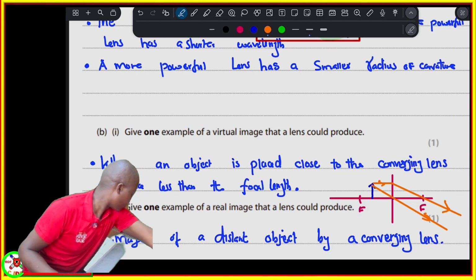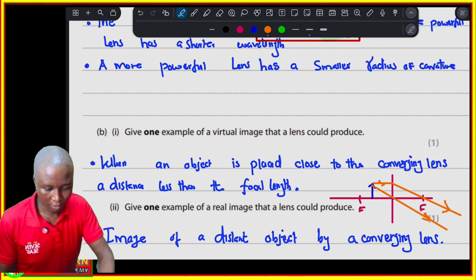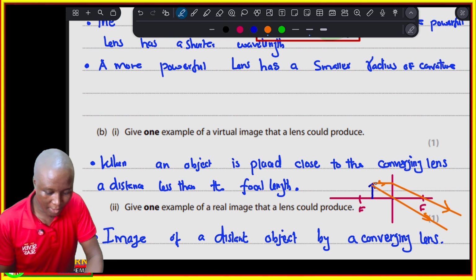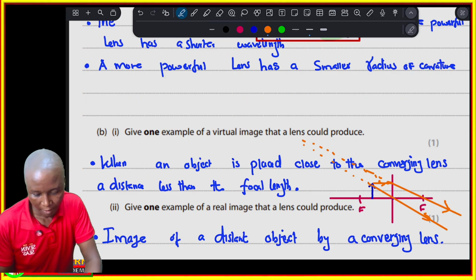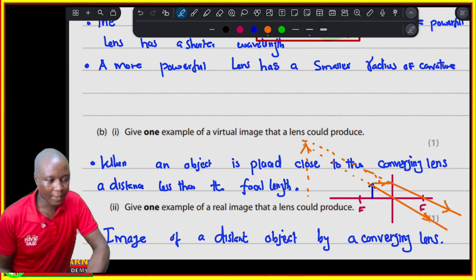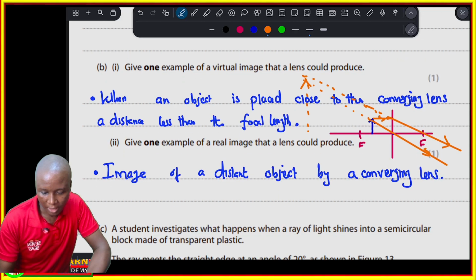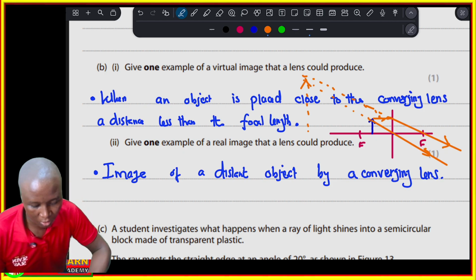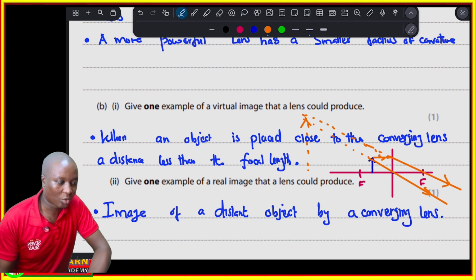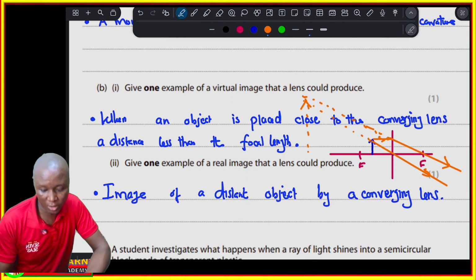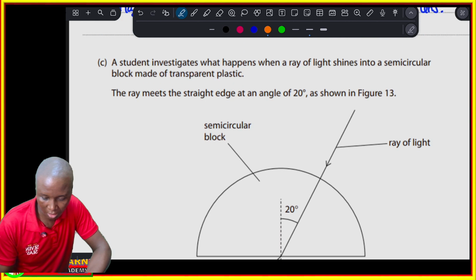So for you to obtain the image, you are going to extend these rays backwards like that. You are going to extrapolate the lines, and then you are going to have a virtual image produced at that point there. But in the case of a real image produced by a converging lens, the image distance is different. So basically that's how you are supposed to respond to these questions that were given here.